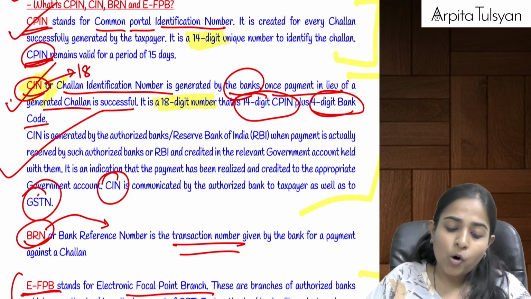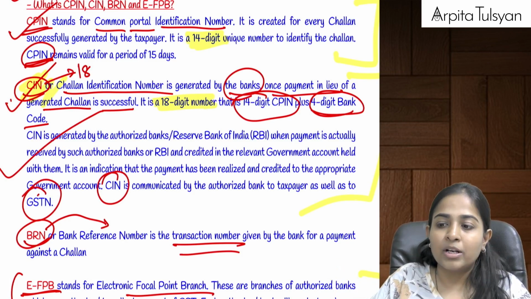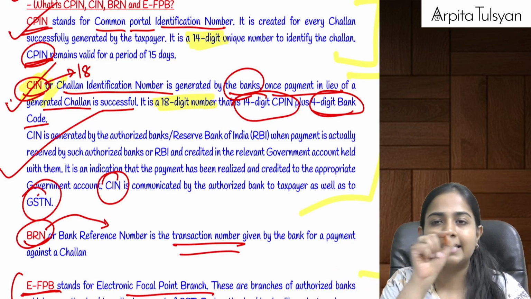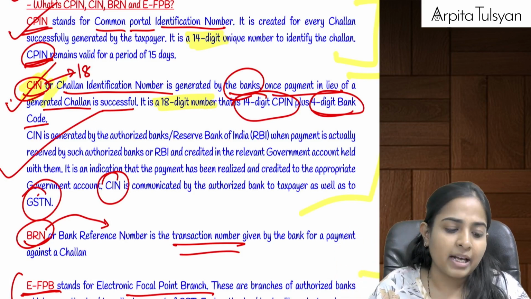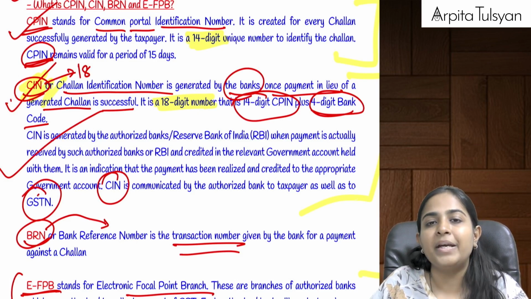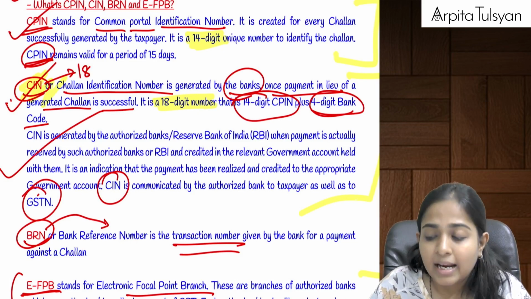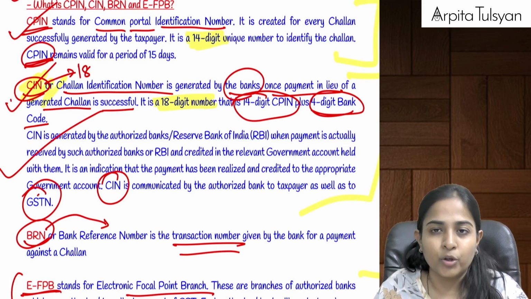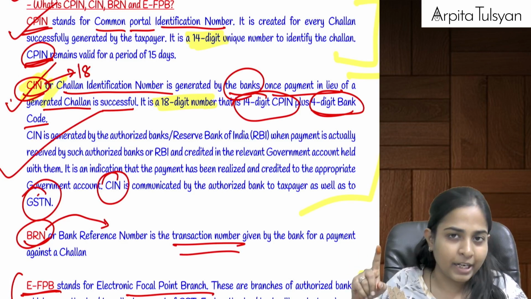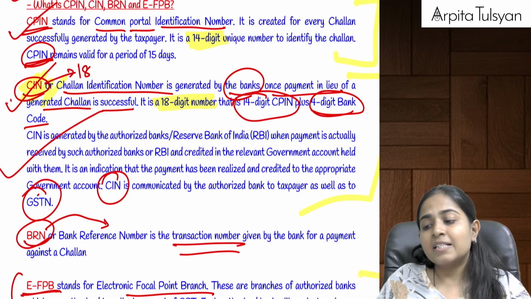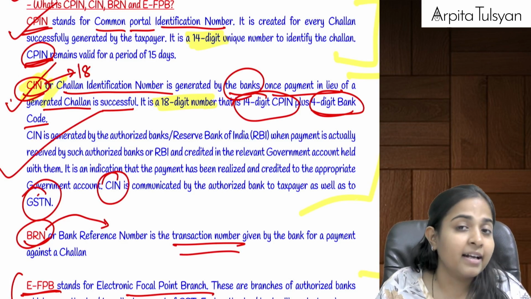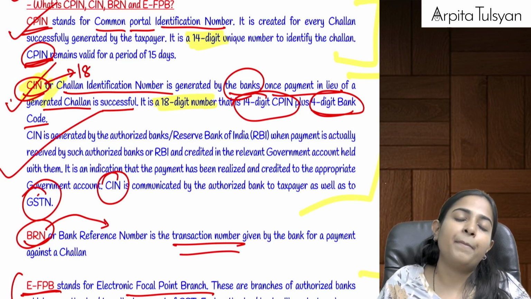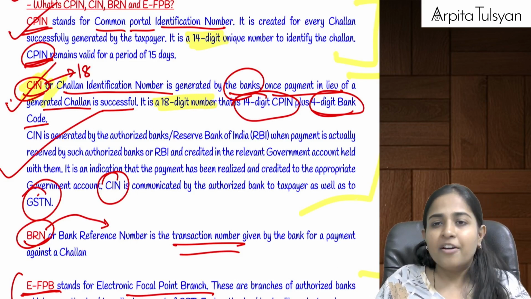Okay, we have to generate the Chalan on the GST portal. After generating, we'll put all the details, CGST this amount, SGST this amount, etc. Okay, once we generate the Chalan, there will be a number called CPIN, Common Portal Identification Number, that will be given to you, and this CPIN will be valid for a period of 15 days. That is, the Chalan that you have generated, you are required to do the payment maximum within a time period of 15 days.